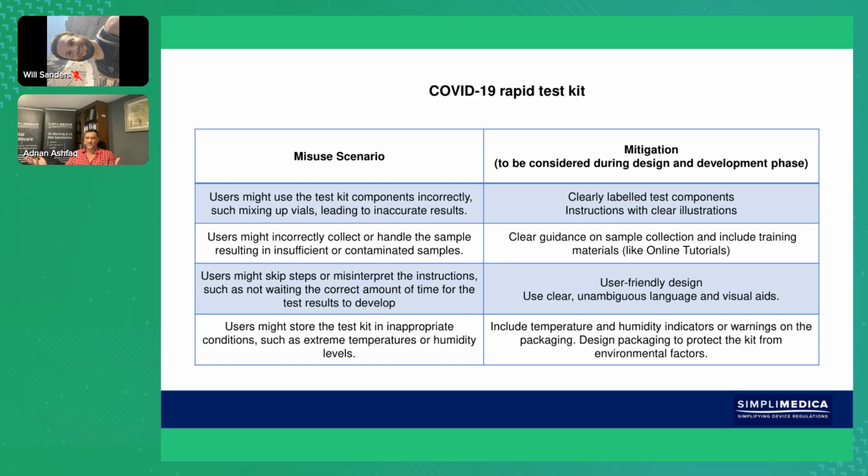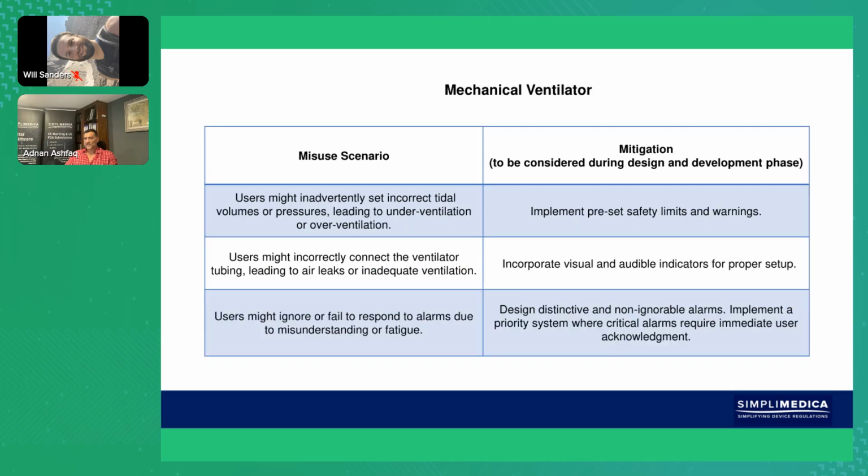Like I mentioned earlier, some of these instructions for use have very, very minimal language. It's all kind of pictorial. Users might store the test kit in inappropriate conditions, so including temperature and humidity indicators or warnings on the packaging is necessary. Design packaging to protect the kit from environmental factors. These are all design validation activities, which all stem from the intended use.